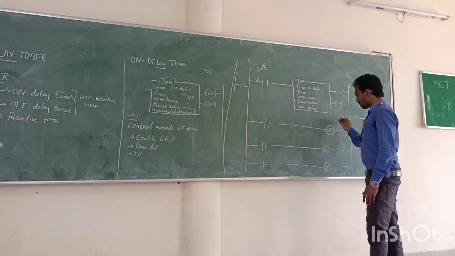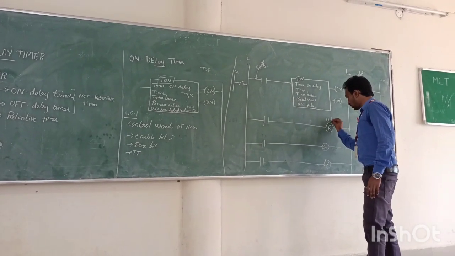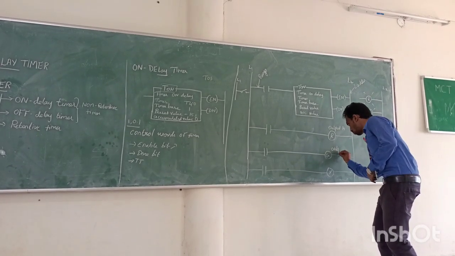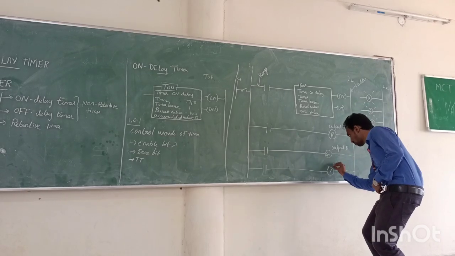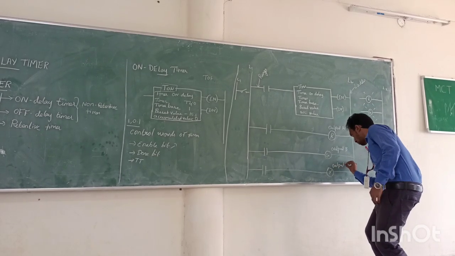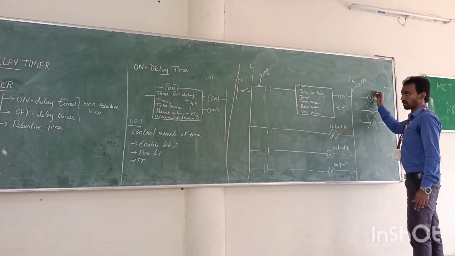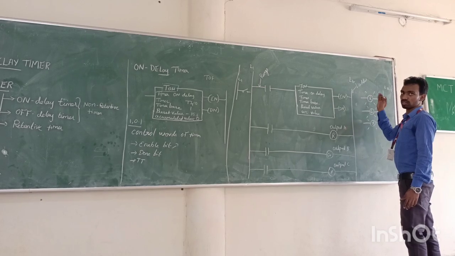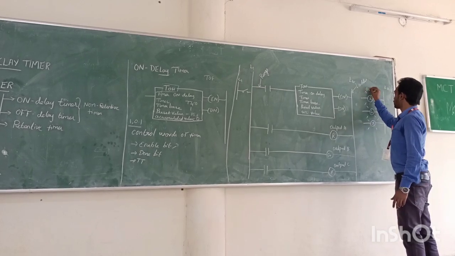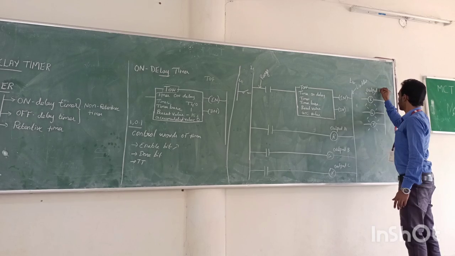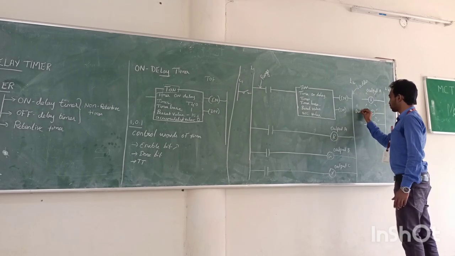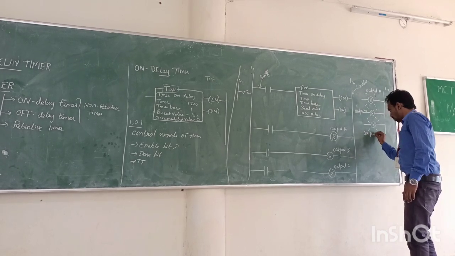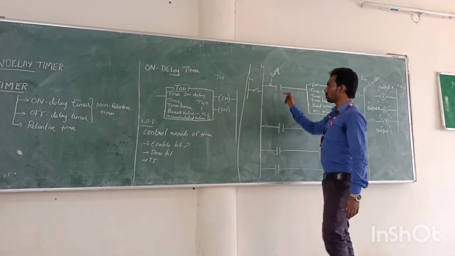For understanding purposes, I am giving output A, next output B, then output C. The same address should be written here also. For what purpose? For how the information is transferred from here to here, we are using this address.